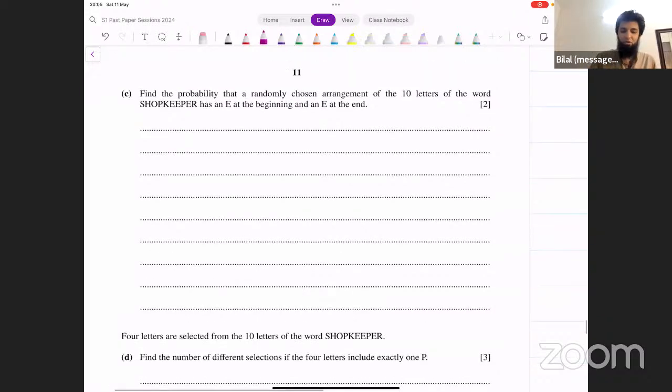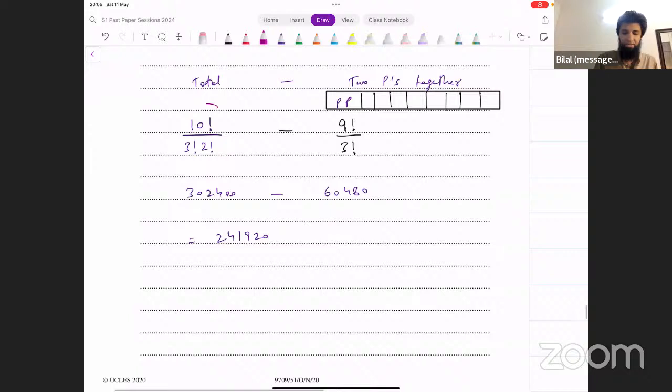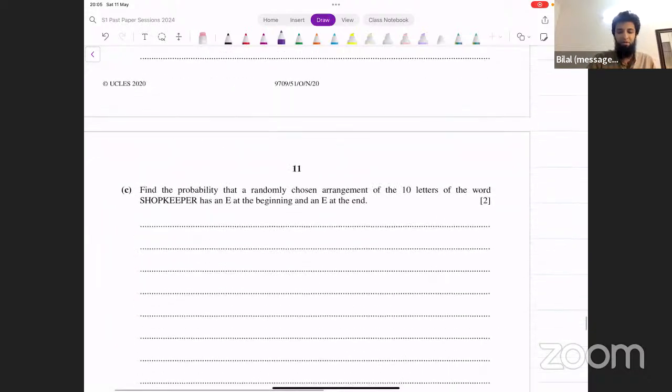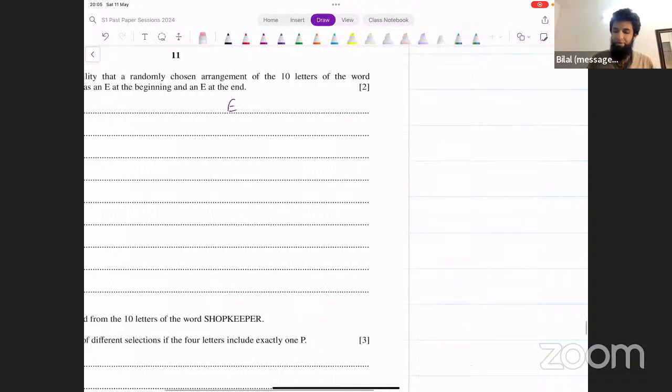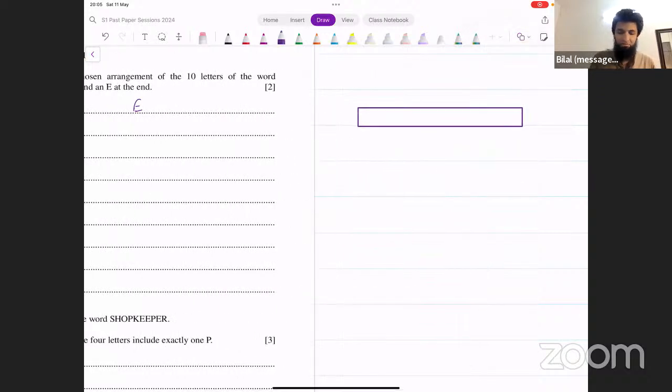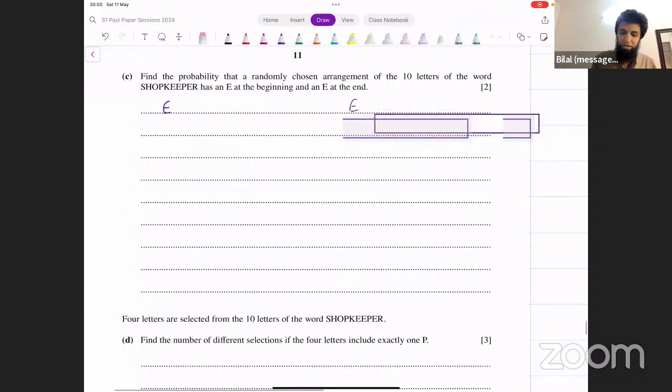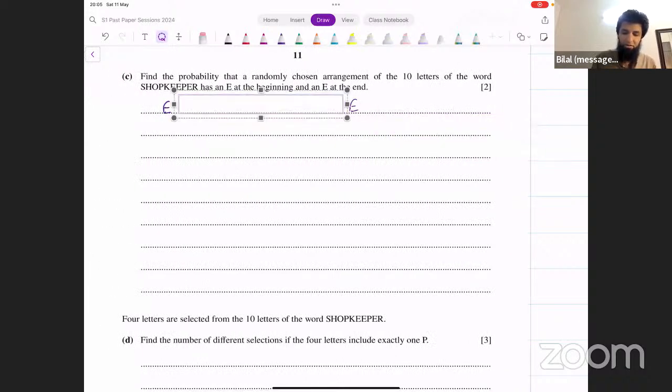Now we already know the total number of possible arrangements. That's basically this: 10 factorial over 3 factorial and 2 factorial. We found that in the previous part. Now, let's consider this scenario. We need an E at the beginning and E at the end. Now, these 2 E's are fixed. What are the remaining letters? We have 8 remaining letters after this. They are going to come in the middle, right? Apart from these 2 E's, we have 8 other letters.